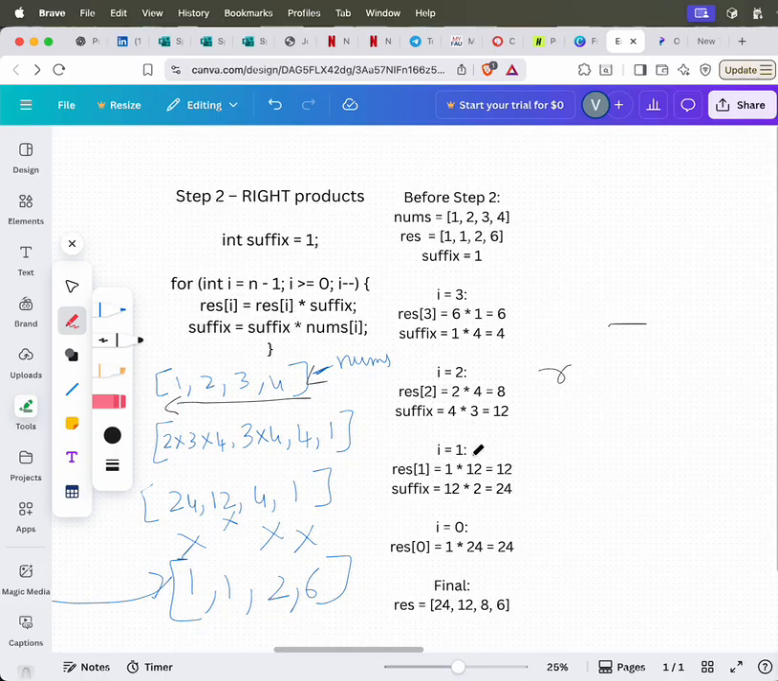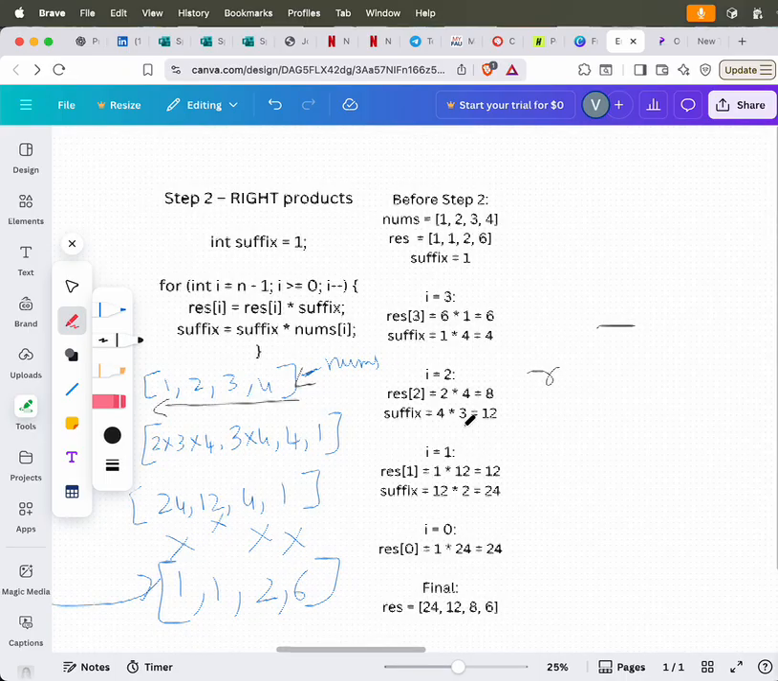When I equals 1, res of 1 equals 1 into 12, which equals 12. Suffix equals 12 into 2, which equals 24. When I equals 0, res of 0 equals 1 into 24, which equals 24. So the final result is 24, 12, 8, and 6, which is exactly the product of all the elements except the one at the index.